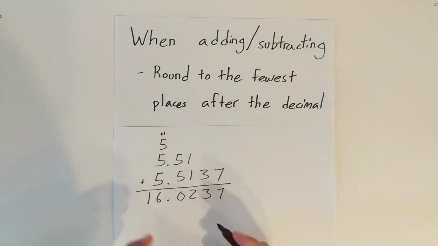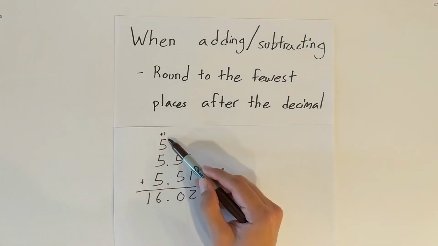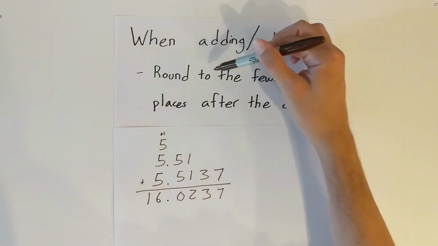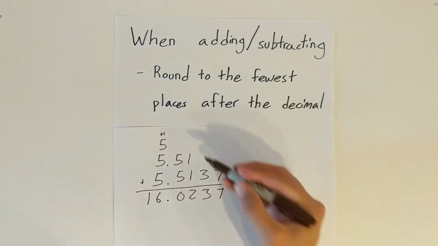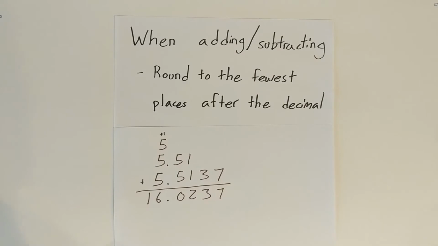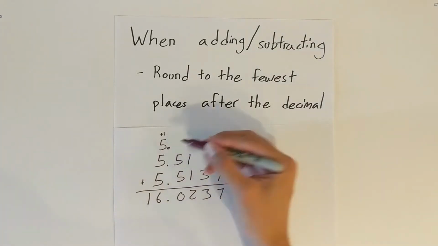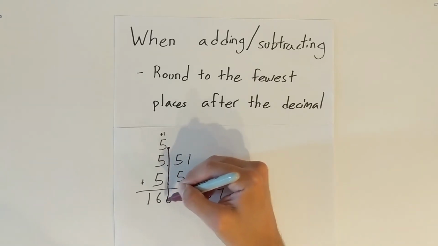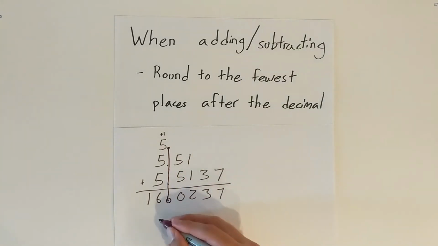But again, if we look at this, and I presented my data like this, this would look way too precise given I had a measurement of just 5 as one of them. So when we're adding or subtracting, remember, go round to the fewest places after the decimal, which would be using this number, because that has the fewest places after the decimal. So we would round to that spot right there. So in this case, we would have our answer of 16.